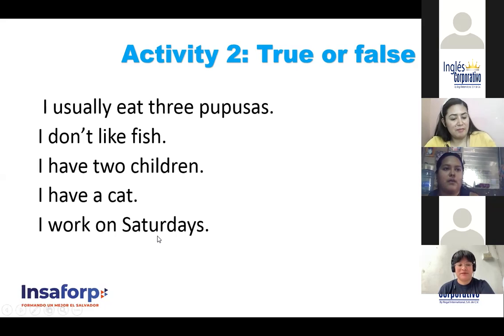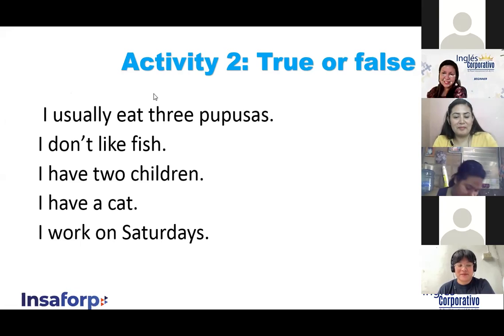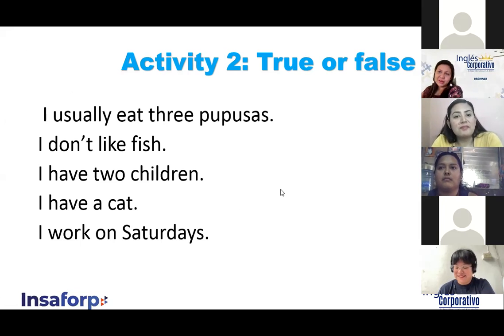And the last one, I work on Saturdays. True or false? False. True. It's true, yes, sadly. Yes, I do work on Saturdays. Sorry for me, but yeah, I work on Saturday morning. Good. So those were my statements. On Sunday? No. Thank God, I don't work on Sundays. I work on Saturdays because I need the money. But if I had money, I wouldn't work on Saturdays. Because you know it's the weekend, but I need the money, so I want to save some money to buy a car, so I work on Saturdays.